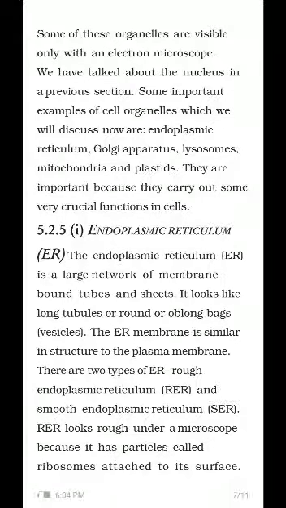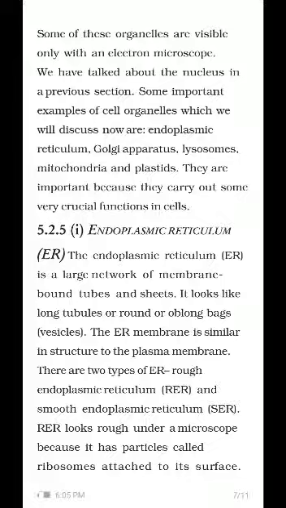We have talked about the nucleus in a previous section. Some important examples of cell organelles are endoplasmic reticulum, Golgi apparatus, lysosomes, mitochondria, and plastids. They are important because they carry out some very crucial functions in the cell. Children, today we are going to discuss an important cell organelle, the endoplasmic reticulum.